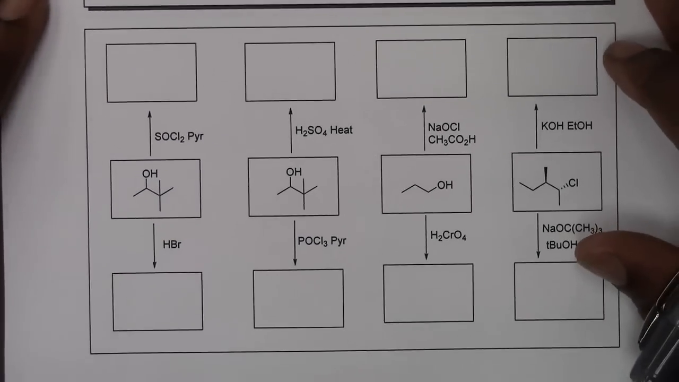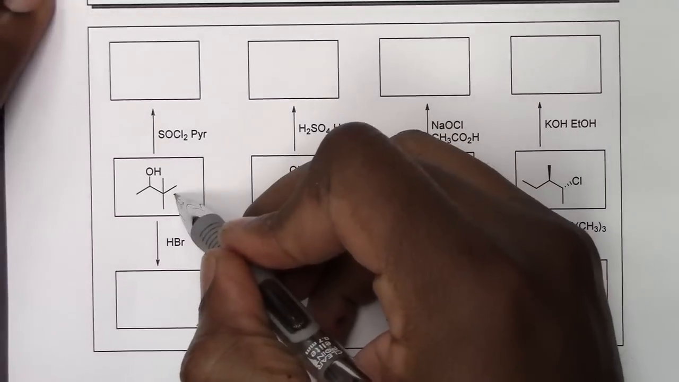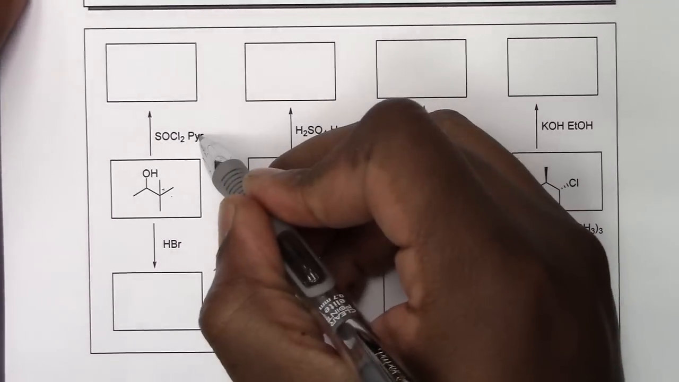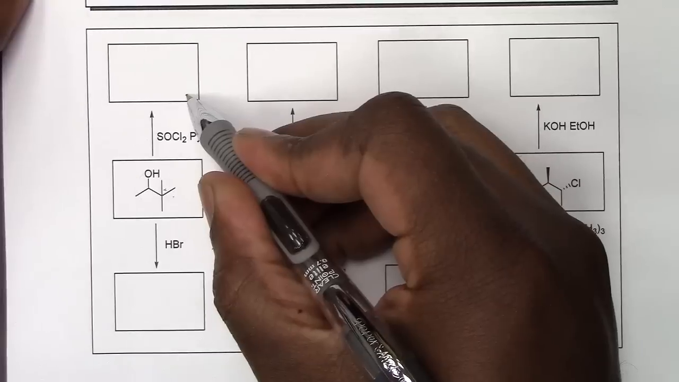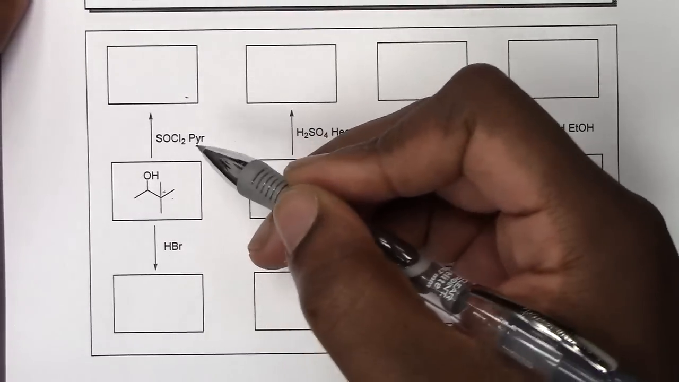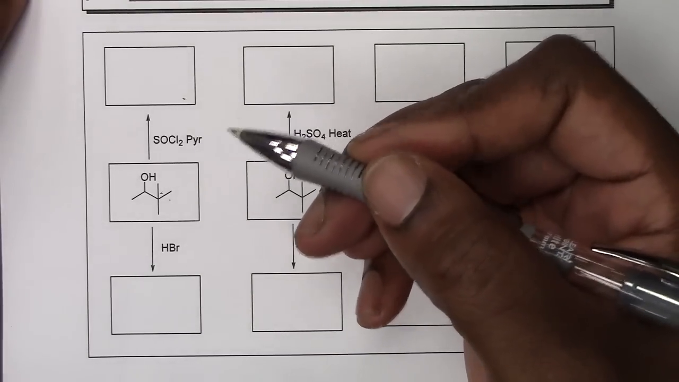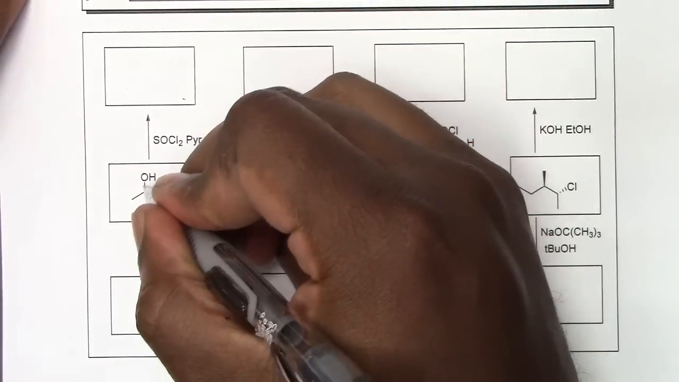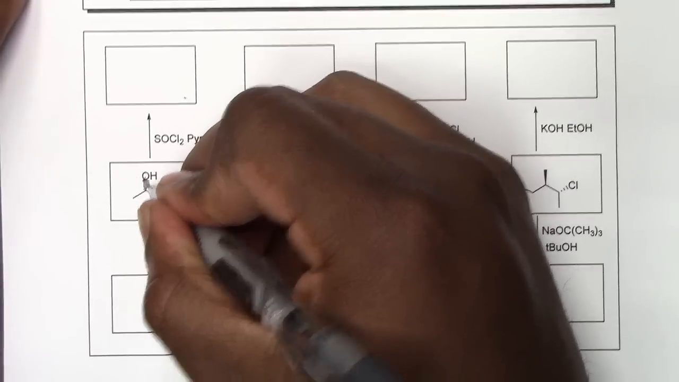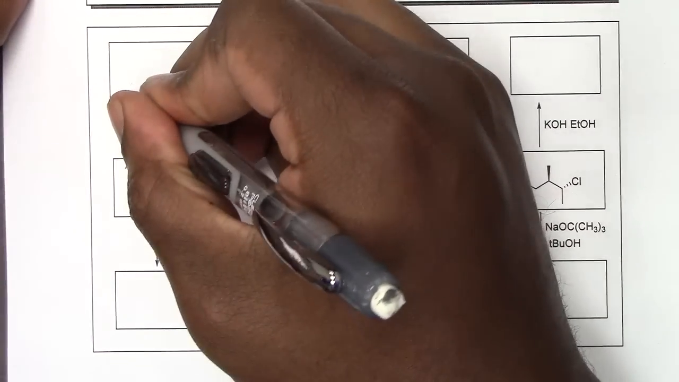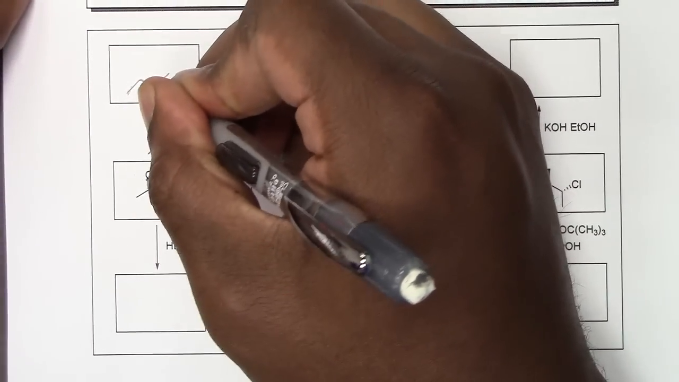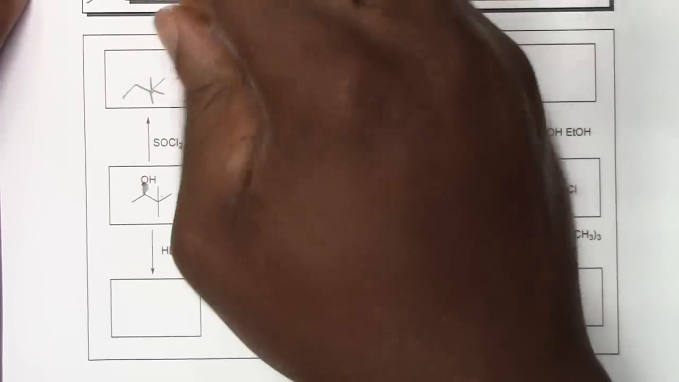All right, so if we react this alcohol with SOCl2 in pyridine, what's going to happen? Where's the chlorine going to go? Okay. And just for emphasis, let's make this wedged. So where will the chlorine go? Where the OH is. And it will be dashed.